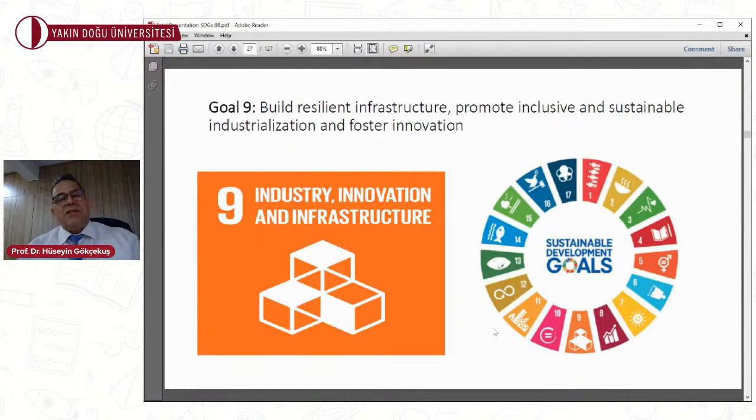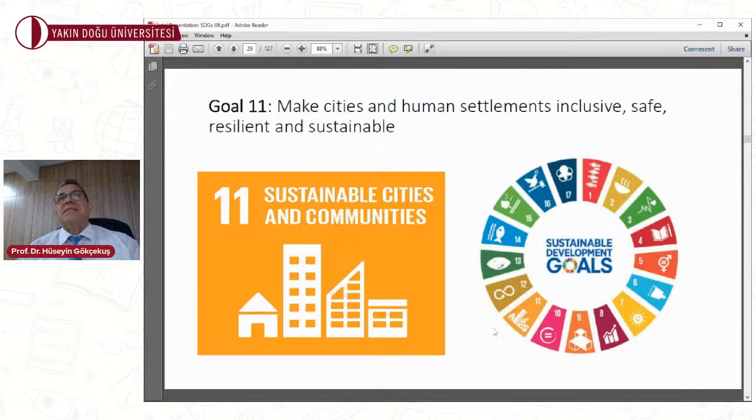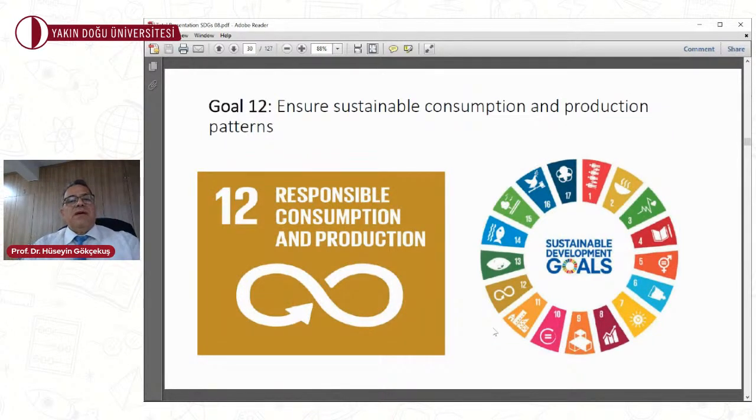Goal 9, industry, innovation, and infrastructure. Build resilient infrastructure, promote inclusive and sustainable industrialization, and foster innovation. Goal 10, reduce inequalities. Reduce inequality within and among countries. Goal 11, sustainable cities and communities. Make cities and human settlements inclusive, safe, resilient, and sustainable. Goal 12, responsible consumption and production. Ensure sustainable consumption and production patterns.